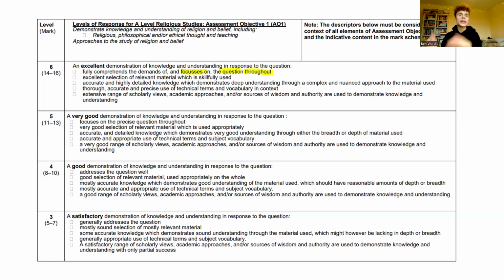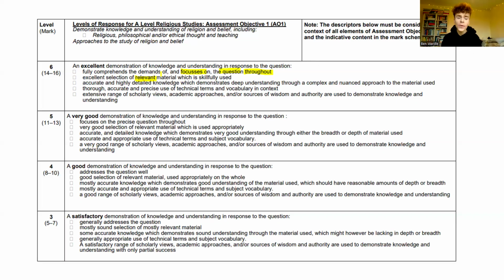And that's why you need to use the language of the question throughout your answer, and you need to be referring back to the question throughout your answer. There needs to be an excellent selection of relevant material, which is skillfully used. And as I said before, the keyword there really is relevant. Everything that you are including needs to be relevant to the question that you are answering. Don't just bring in scholars for the sake of it. Don't just talk about everything you know for that topic. Make sure you're being really selective in terms of which scholars you're using, and that you're being really explicit in linking them back to the question.